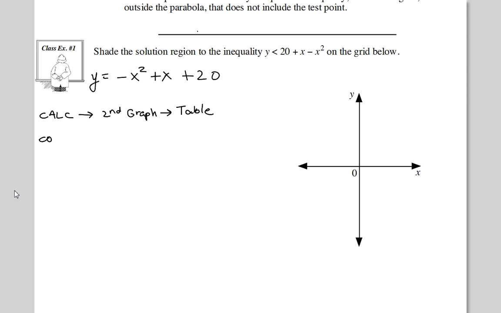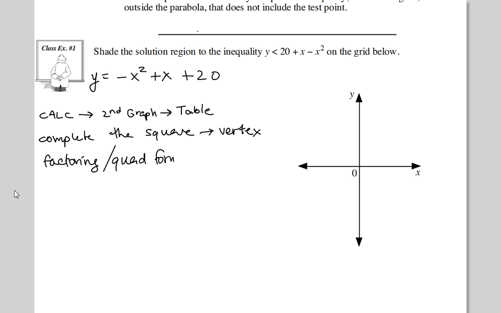There's completing the square. What does completing the square give us? The vertex. There's factoring or the quad formula. What do those give us? X-intercepts. And what does the constant in the standard form give us? A y-intercept. Okay.